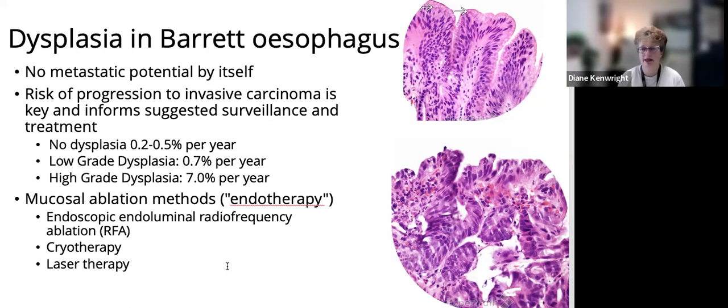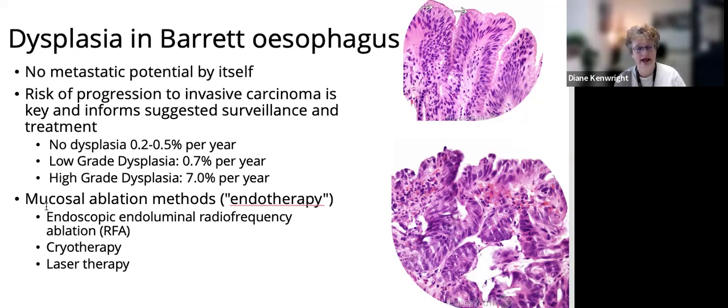Dysplasia, if it doesn't progress, can just sit there and do no harm. But if it continues to accumulate mutations, then it will progress to cancer. The progression rate depends on the grade of the dysplasia, with high-grade dysplasia, of course, having the highest progression to cancer.